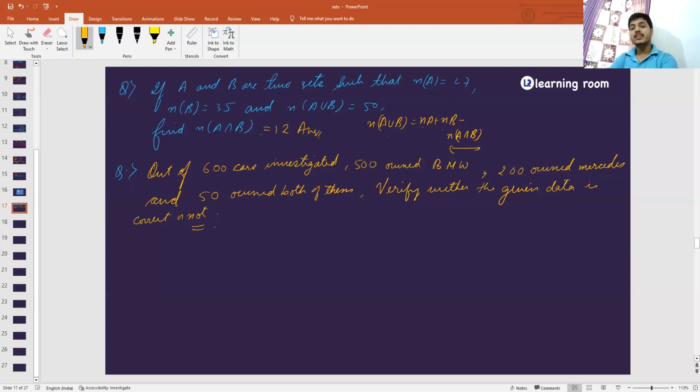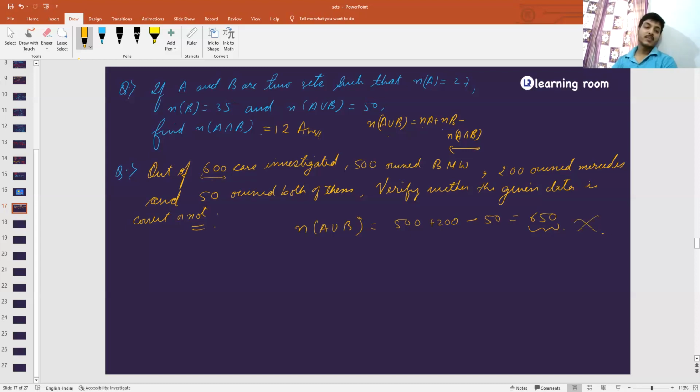Exactly. What's the fault here? 100 cars. Okay, 600 cars. But the total number of cars, that is A union B, came about 500 plus 200 minus A intersection B, that is 50. So it came about 650. So data is inconsistent. Data is given for 650 cars, but the investigation was done for 600 cars. That's why it is not correct. Good.